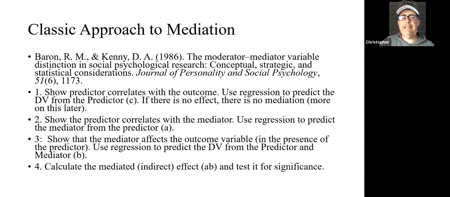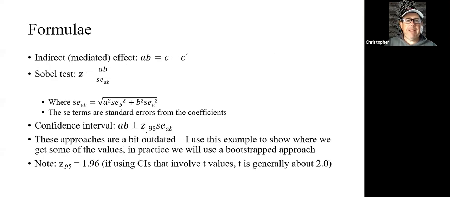And then finally, we're going to calculate the mediated effect or the indirect effect, AB, and test it for significance. We're going to see that we'll take information from 3 separate regression analyses here, and that is the way that people used to do this. They would start off, first step requires a regression, second requires a regression, third requires another regression, and then the fourth step involves additional calculations. To kind of give you the different formulas we'll be dealing with. The indirect or the mediated effect, that's just A path times the B path, or similarly, we can take the C path, which is our total effect, minus C prime, which is our direct effect.